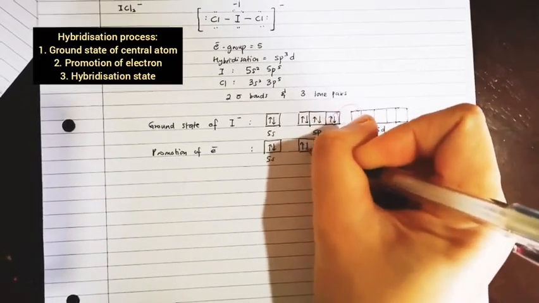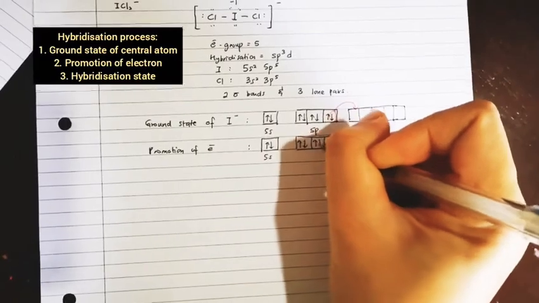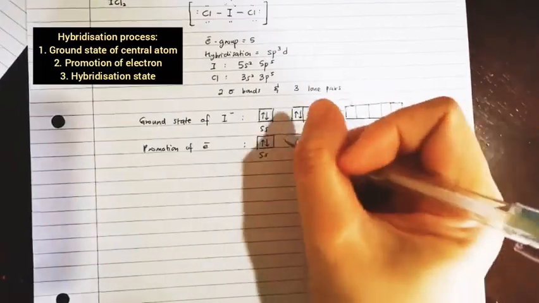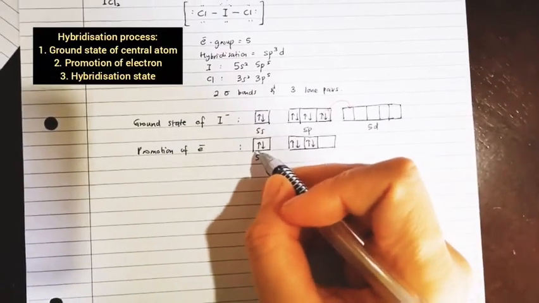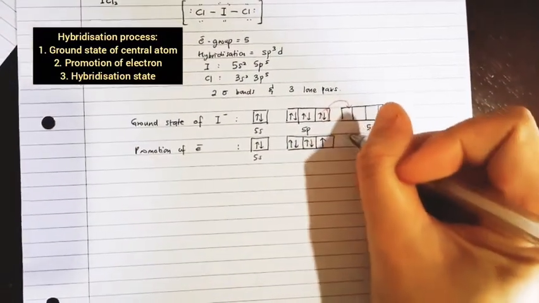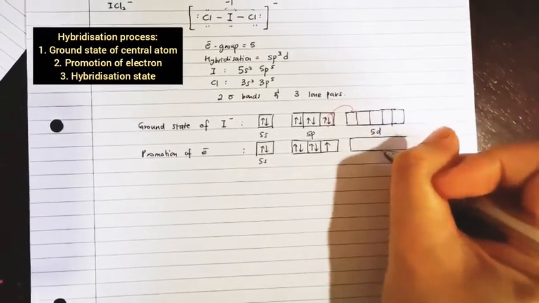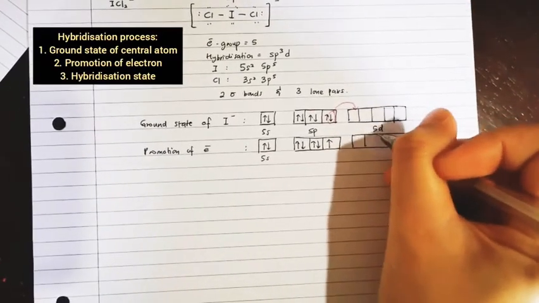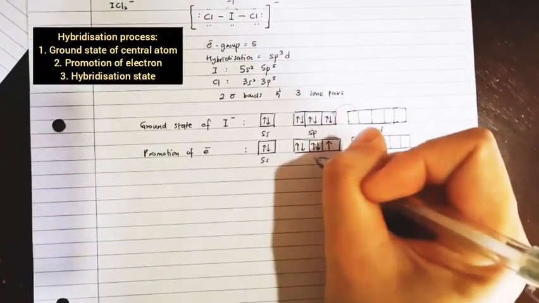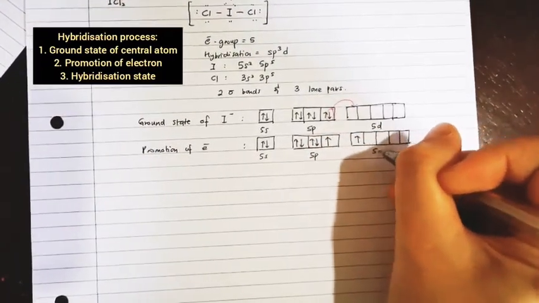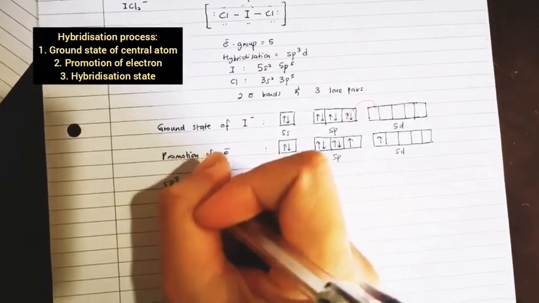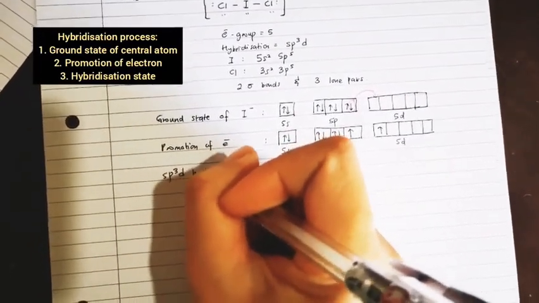Okay, this one for our first lone pair. This one for our second lone pair. No, this one is first lone pair, second lone pair, and third lone pair. First sigma bond. This is for second sigma bond. Okay, and last step is sp3d hybrid.